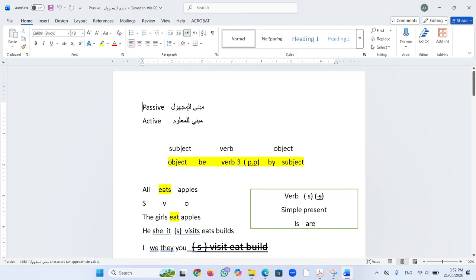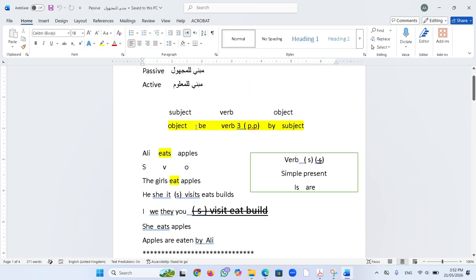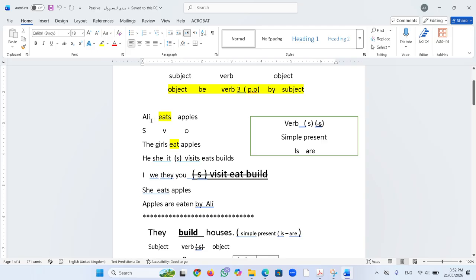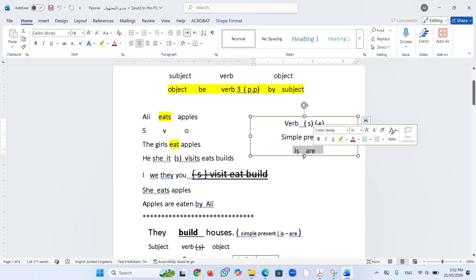Look at me. Passive, this is the meaning of the word passive, and here is the meaning of the word active. Look, as you know, all the sentences contain subject, verb, object. We must change the sentences to object, verb to be plus past participle, verb 3, then by, then subject. Okay, when the simple present is contained in the sentence, we must include the helping verbs is or are for the simple present verbs.